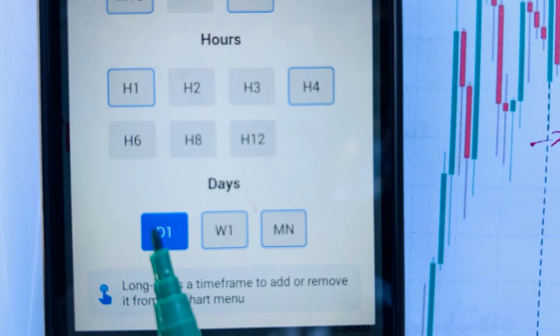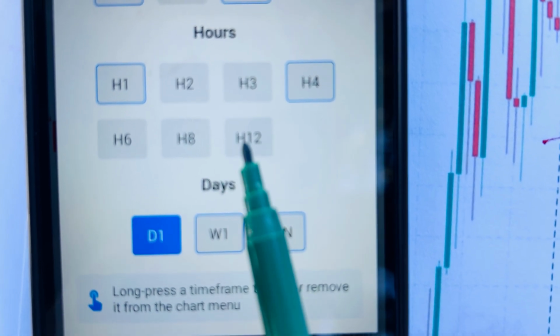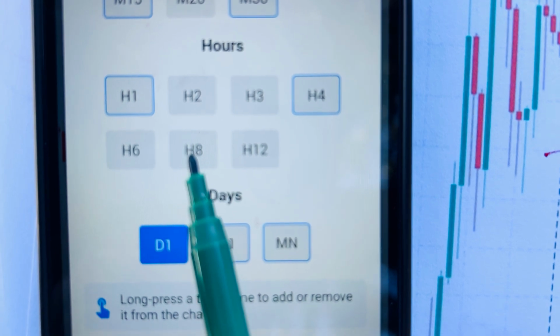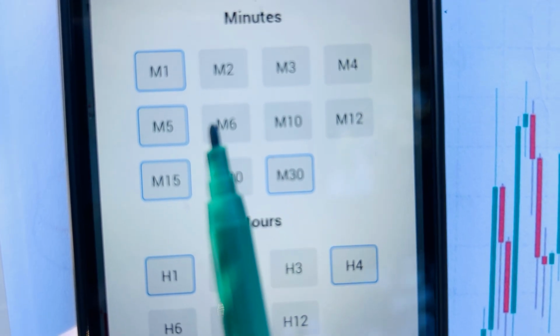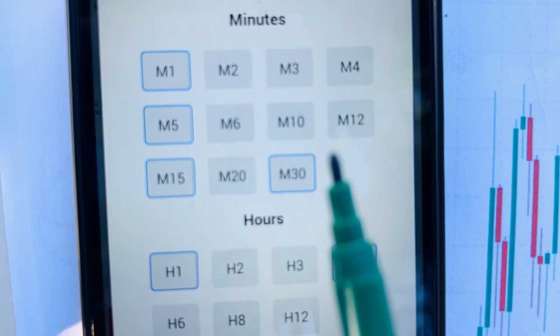Week is greater than a day. Daily is greater than H12, which is 12 hours. 12 hours is greater than 8 hours. Simple. Same goes with the time frames below, right? I trust you do understand that one.